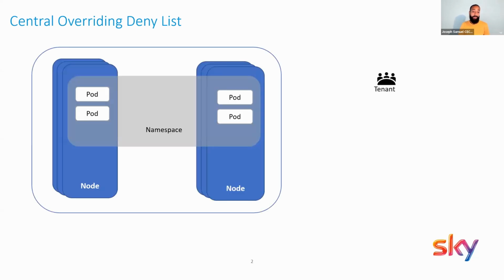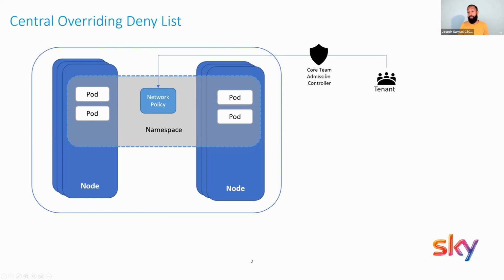The first thing is we needed to implement a central overriding deny list. If we start off with our clusters and the tenants, we know that network policies can allow us to create a perimeter around the namespace. And like we were just saying, we want the tenants to be the only ones managing that network policy if possible. What we do as a platform team is, using either Gatekeeper or custom admission controllers, we try to ensure the right level of governance is in place as part of them doing their day-to-day changes to that network policy.